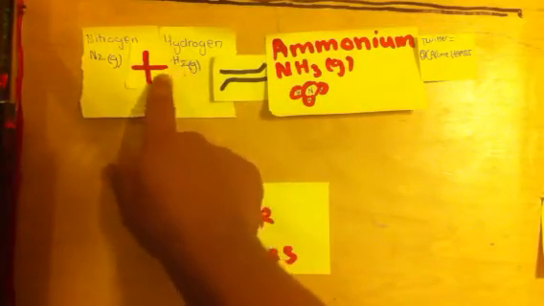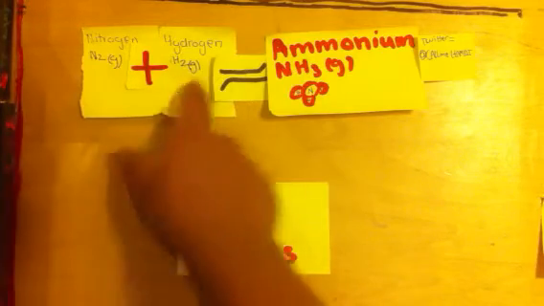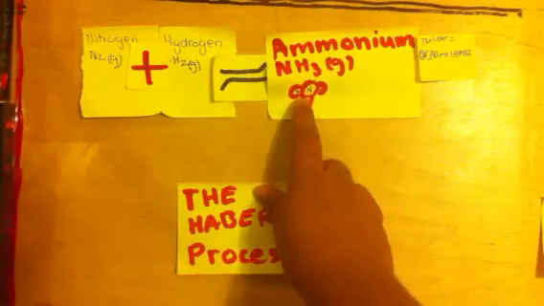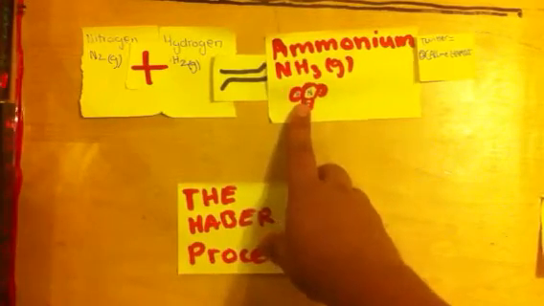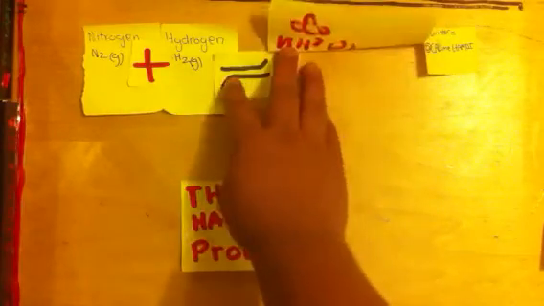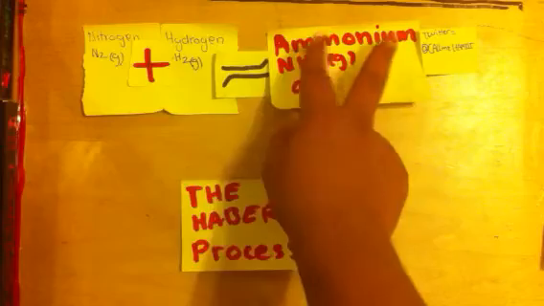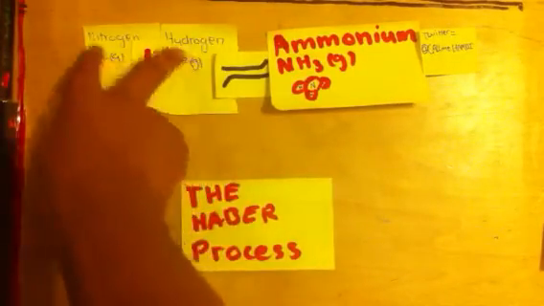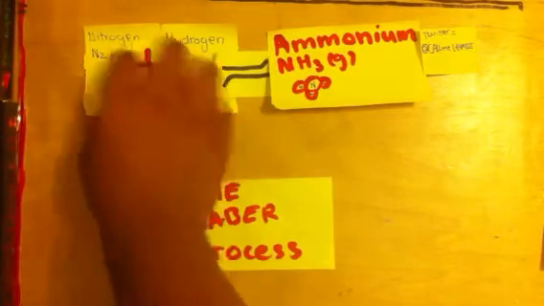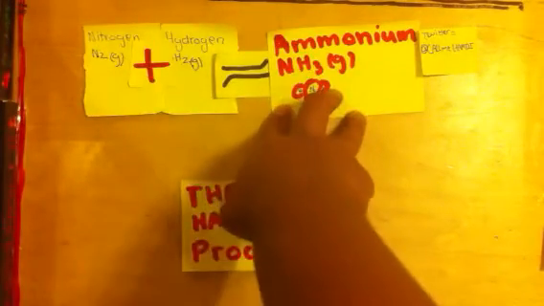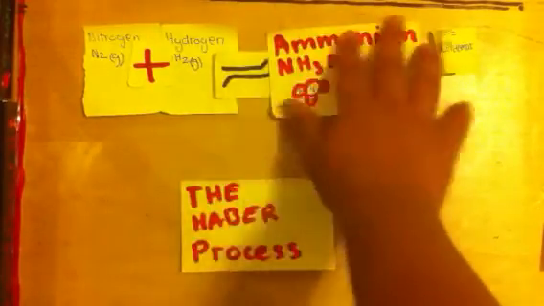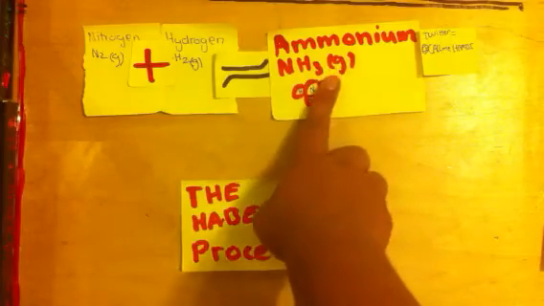Nitrogen and hydrogen are both diatomic molecules and they're both gases. Ammonium is also a gas, and that is what the molecule for ammonium looks like. Now, a thing that you need to remember is that the reaction to make ammonium is reversible, and what that means is that ammonium can decompose to make hydrogen and nitrogen, or nitrogen and hydrogen can combine to make ammonium. That means that in industry you want as much ammonium to be made as possible.